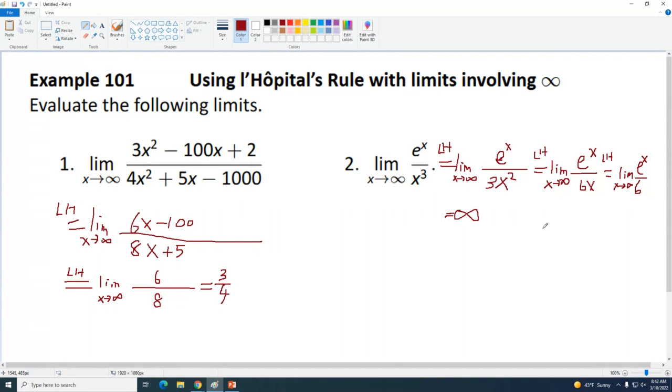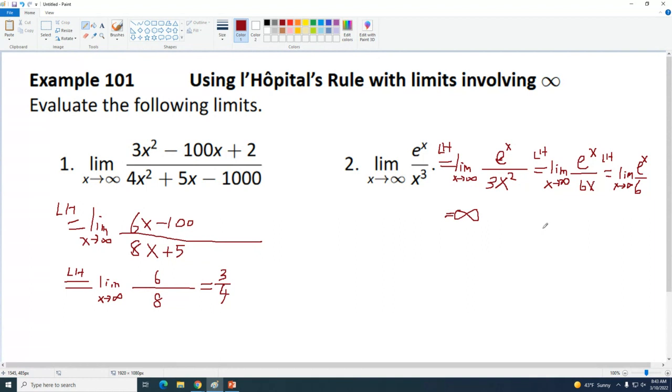And that confirms our perception that that's exponential growth. This is polynomial growth. Exponential growth is much, much faster than polynomial growth, so the final answer is still a growth function. Since it's growing without bound, that's what we call infinity.